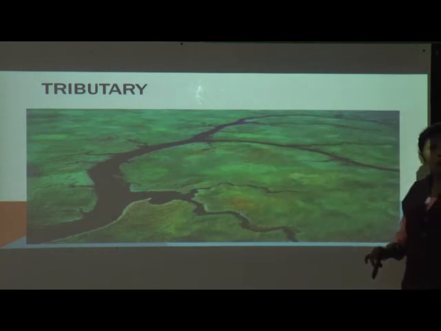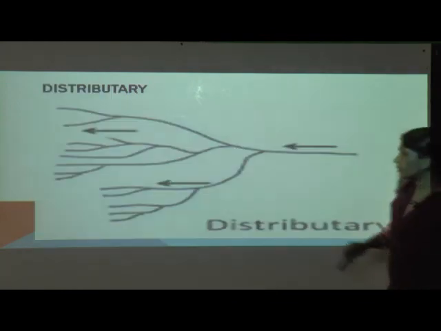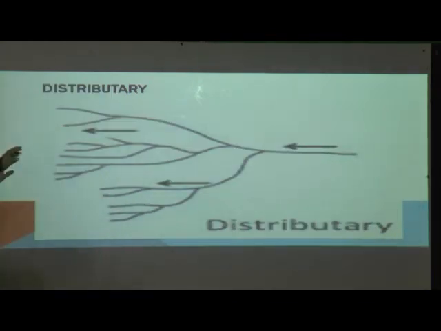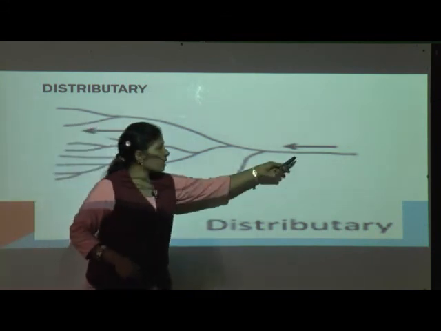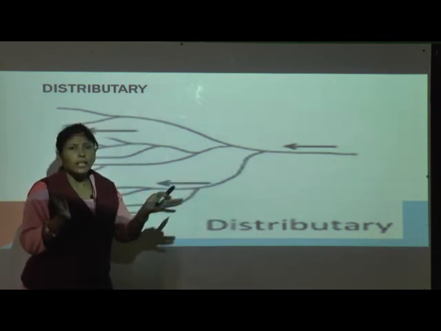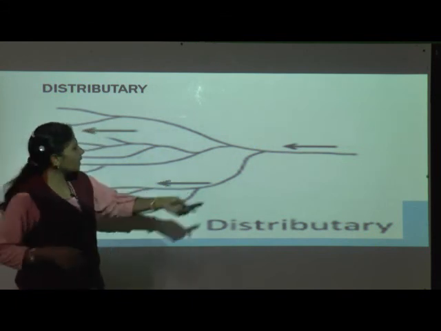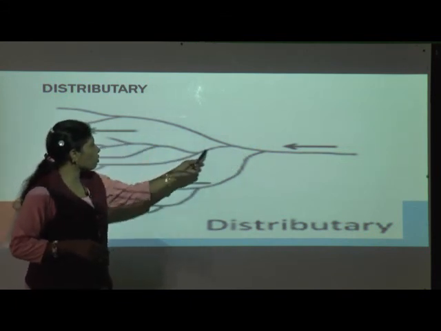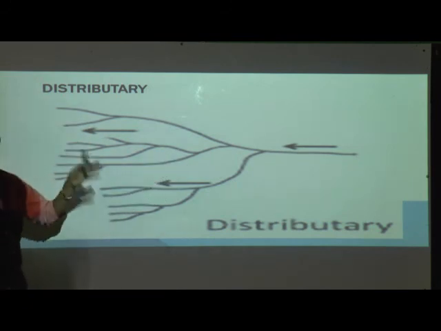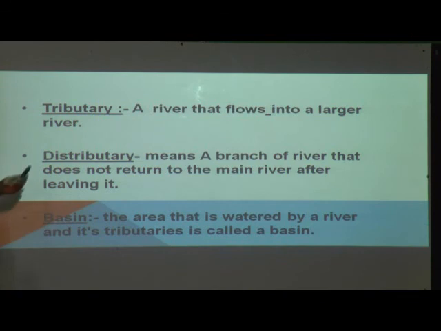Okay, now come to the point of distributary. What is a distributary? See here. The water comes here and it distributes. Distribute means it is dividing here. This water breaks into channels, branches. It is going in other directions. Distributary means a branch of a river that does not return to the main river after leaving it. Exactly. When we send it out, it cannot come back. Now, what is the term basin?